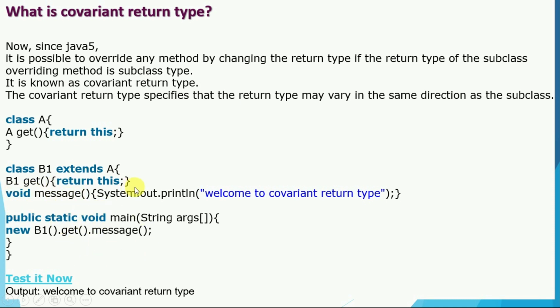So it is possible to override a method by changing the return type. Since Java 5, this is allowed if the return type of the subclass overriding method is a subclass type. So we can override this method.